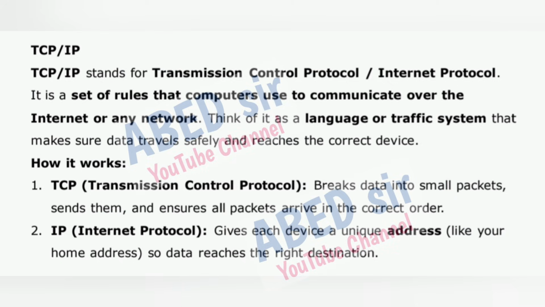How it works. 1. TCP, Transmission Control Protocol, breaks data into small packets, sends them, and ensures all packets arrive in the correct order. 2. IP, Internet Protocol, gives each device a unique address, like your home address, so data reaches the right destination.